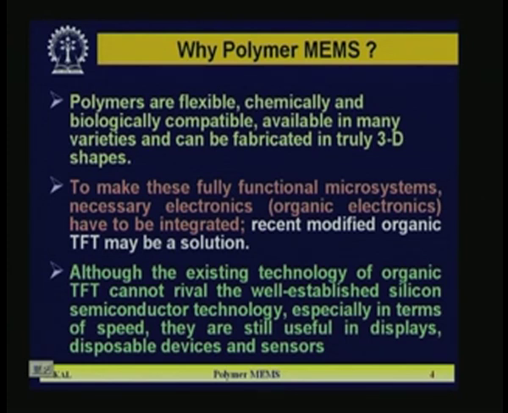Fully functional microsystem means what? Sensor, actuator, electronics, all will be together. Then we will call it a fully functional microsystem, which was not imagined maybe 10 years back. Now people have started thinking. So necessary electronics for microsystems can be developed from the polymers, which is known as organic electronics, that is being integrated into the polymer MEMS devices to have complete functional microsystems.